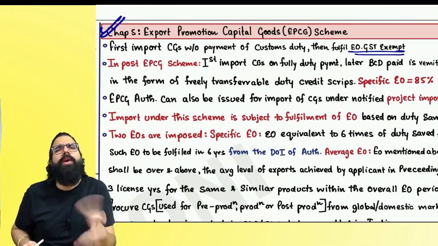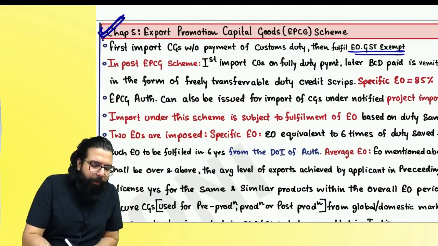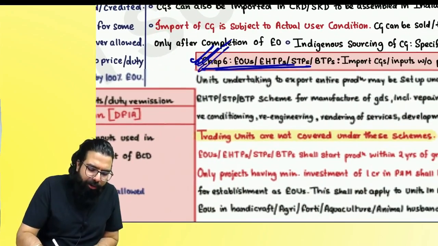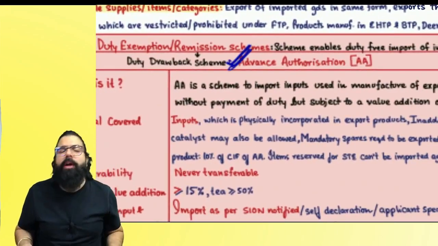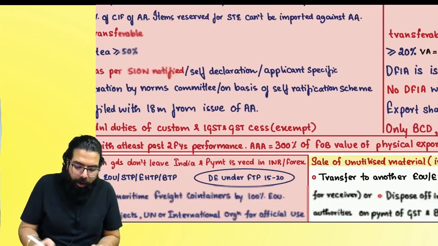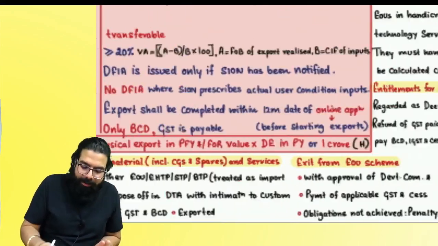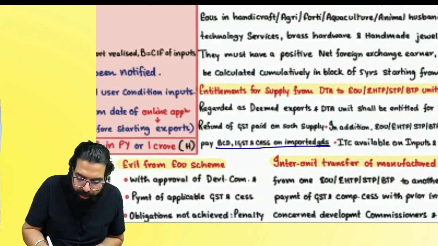Now they are telling us we don't have to extend the date and all. Whenever you are importing under the EPCG scheme or EOU scheme, or doing advance authorization import, then IGST and GST compensation cess will be exempted. That's it. Earlier it was exempted till what date, everyone?